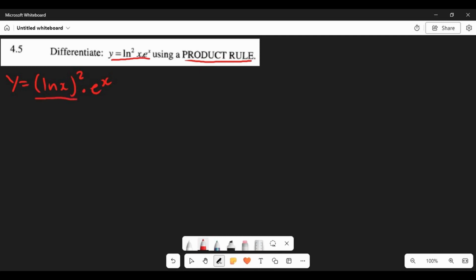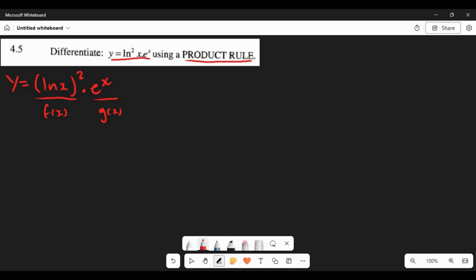So we can say this one here, where we have natural log squared, let's call it f of x, and then this one here, where we have e to the power of x, let's call it g of x. Right, so we need to differentiate both of them.